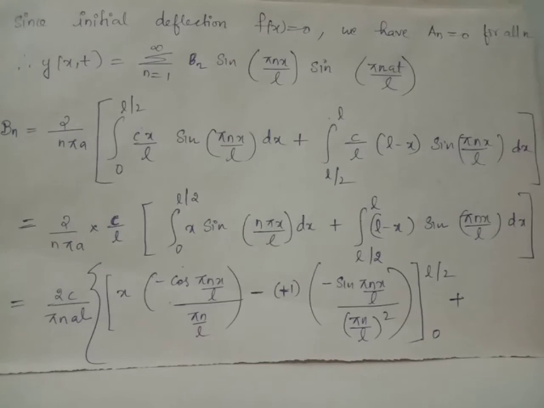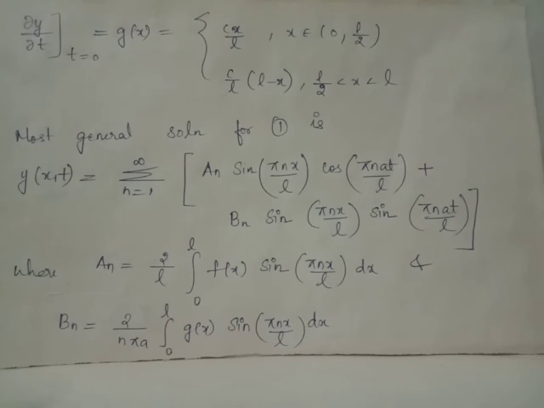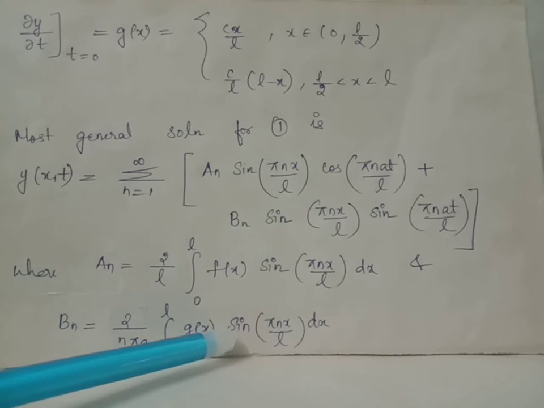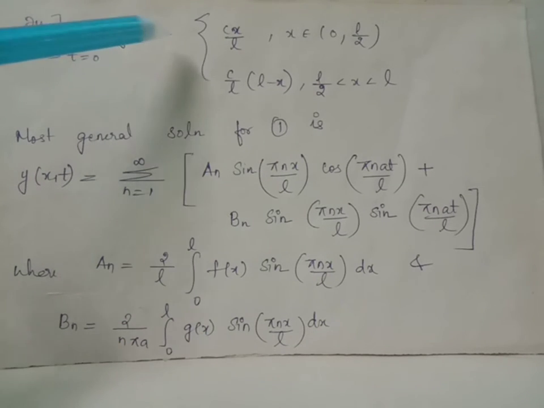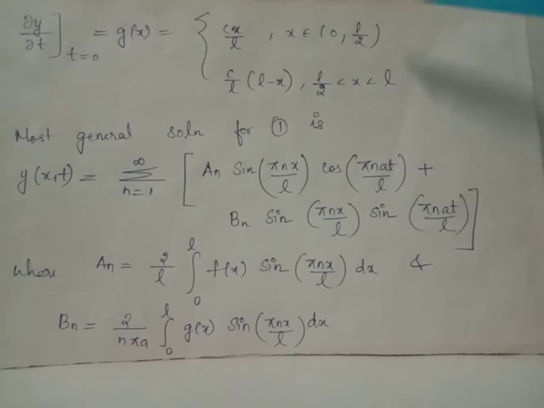Bn using the formula Bn equals 2 by n pi a integral 0 to L g of x sin pi n x by L into dx, where g of x is defined in two function definitions applicable to two intervals, 0 to L by 2 and L by 2 to L. Therefore, we will split the integral 0 to L as 0 to L by 2 and L by 2 to L.